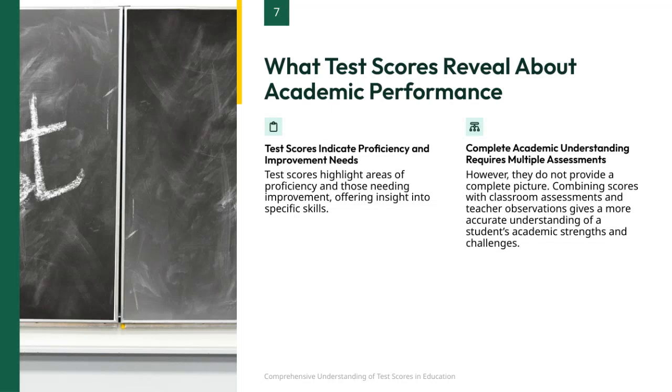When we look at test scores, they serve as useful indicators of a student's proficiency in certain areas, as well as highlight where improvement is needed. Essentially, these scores give us valuable insight into specific skills that a student has mastered or is struggling with. However, it's important to remember that test scores alone don't tell the whole story. To get a complete and accurate picture of a student's academic performance, we need to combine these scores with other forms of assessment, like classroom work and teacher observations. This multifaceted approach helps us better understand both the strengths and challenges a student faces.